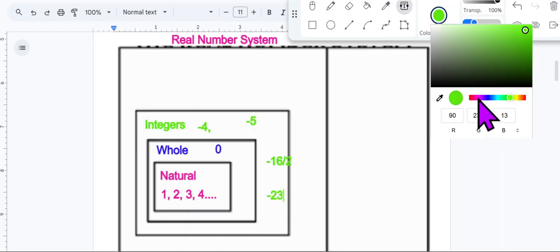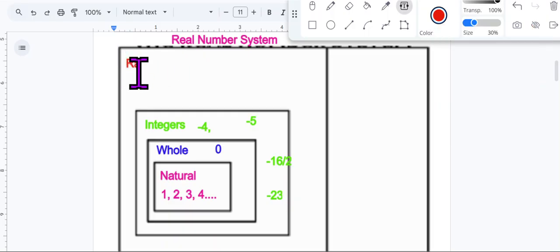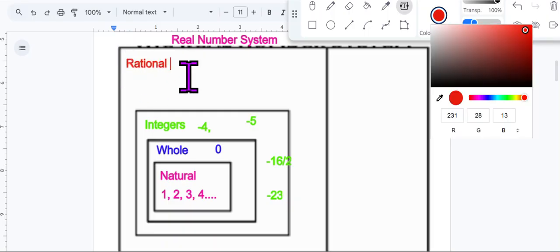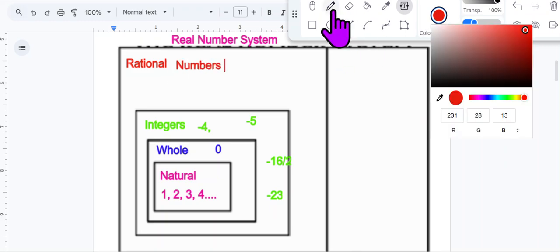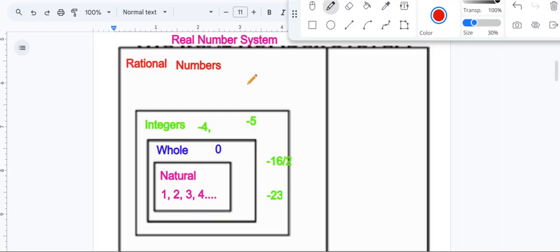Our next subset would be what's called rational numbers. And rational numbers are any number that you can write as a fraction. So that would be like 1/2, right? Or 33%. That's a rational number.